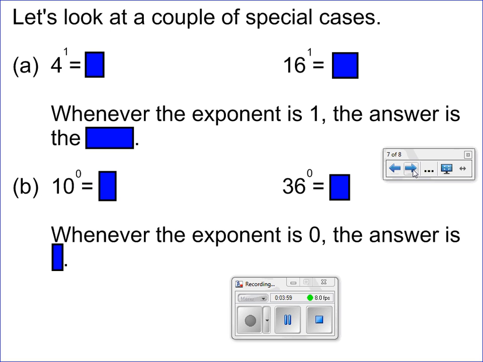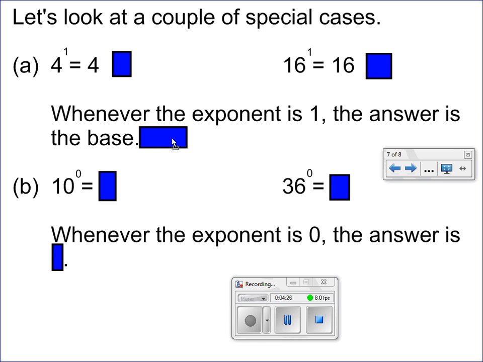Let's look at a couple of special cases. 4 to the 1 actually equals 4. So that means that 16 to the power of 1 equals, if you're thinking 16, you're exactly right. So whenever the exponent is 1, the answer is the, if you said the base, you're exactly right.